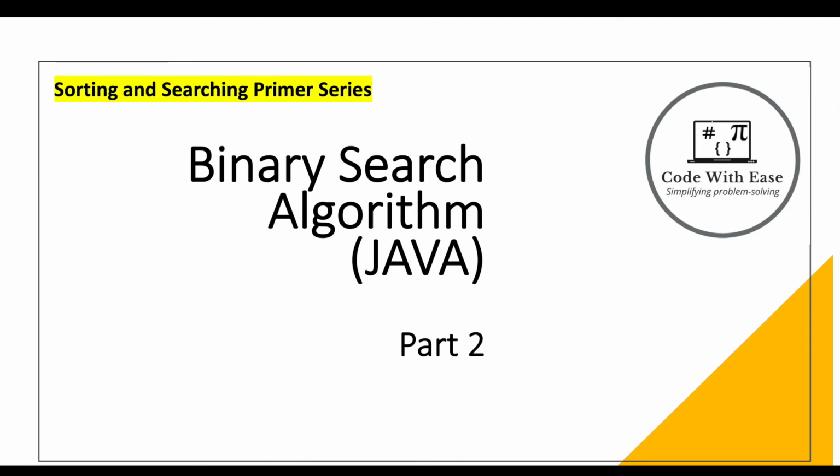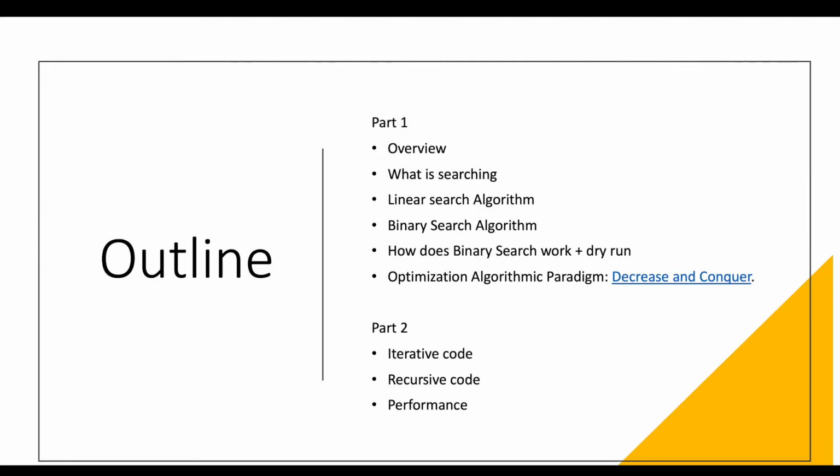This is the second video as part of the binary search algorithm. In the first part, we discussed an overview of linear search and binary search algorithm, how the algorithm works. We also did a dry run on an example, and we also discussed the optimization algorithmic paradigm, decrease and conquer. In today's session, we are going to discuss the code implementation, both iterative and recursive way of implementing the algorithm, and at last, we are going to discuss the performance of binary search algorithm. So now let's see the code implementation.